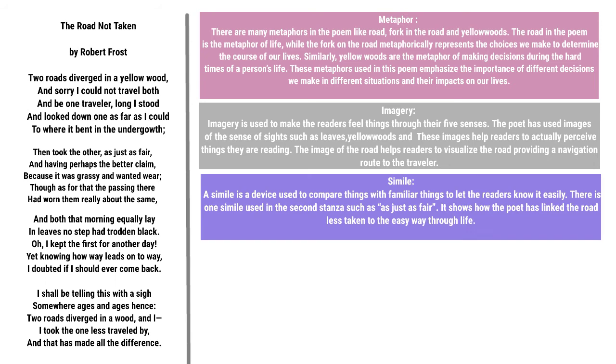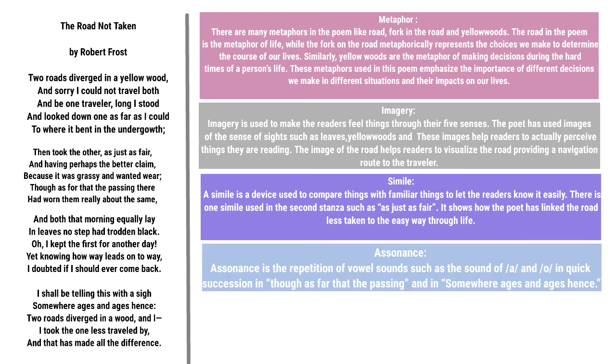Number 3, simile. A simile is a device used to compare things with familiar things to let the readers know it easily. And there is one simile used in the second stanza, "just as fair", and it shows how the poet has linked the road less taken to an easy way of life.